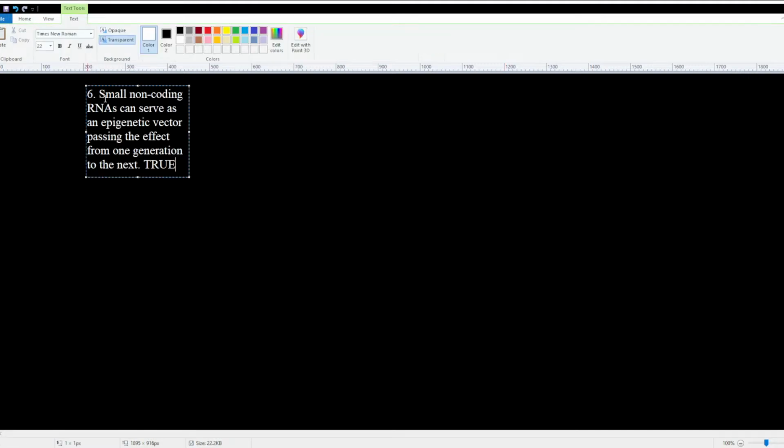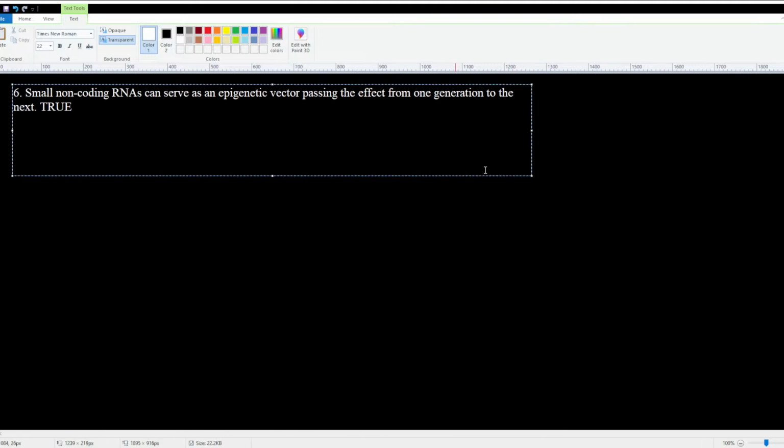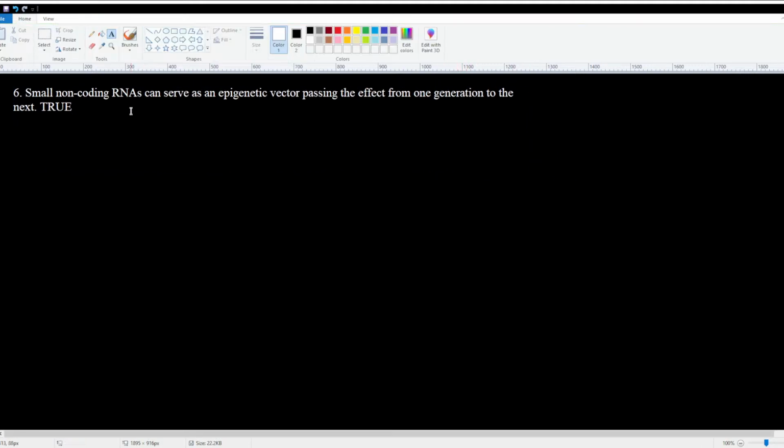So once again, question six, epigenetics. That's like four out of the six we've gone over so far. That's a lot. So, number six, small non-coding RNAs. So what is that? That's microRNA, right? Can serve as an epigenetic vector, passing the effect from one generation to the next. That is true. Once again, true.